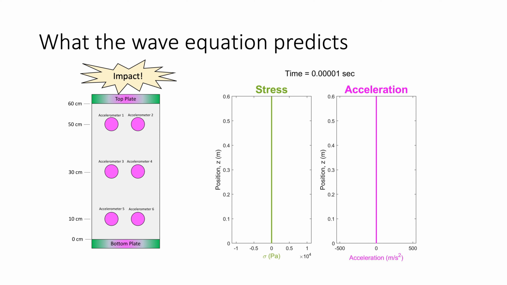These graphs are oriented where the y-axis, the vertical axis, is height. So it's a 60 centimeter high column. And then the horizontal axis is either stress or acceleration. So let me play this movie.